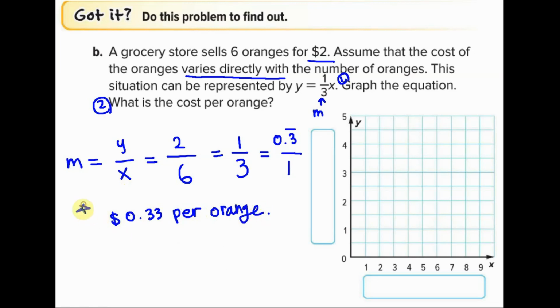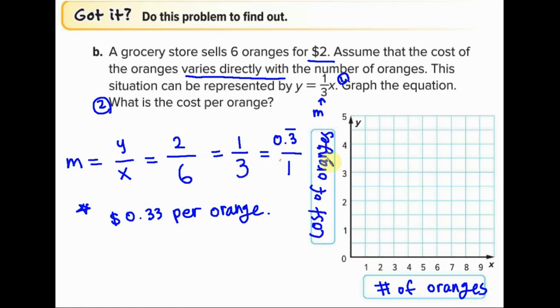And that's one of my answers. So on the graph, based on the information that was given to you, the x was representing number of oranges, and the y was representing the cost. Let's see if I can write it backward. Cost of oranges.